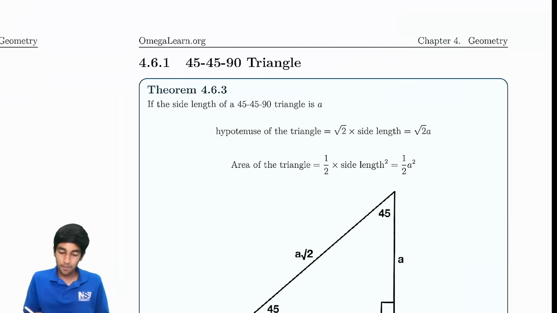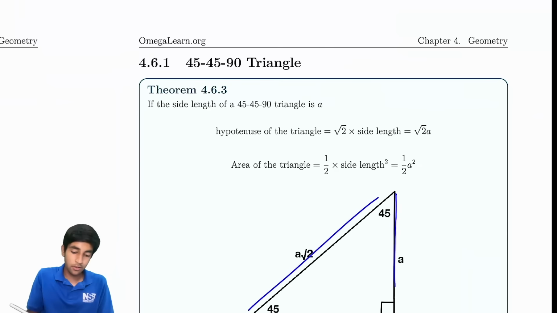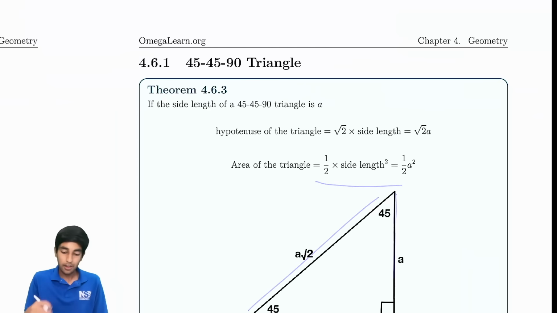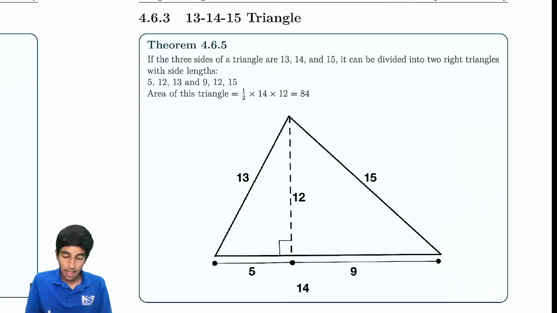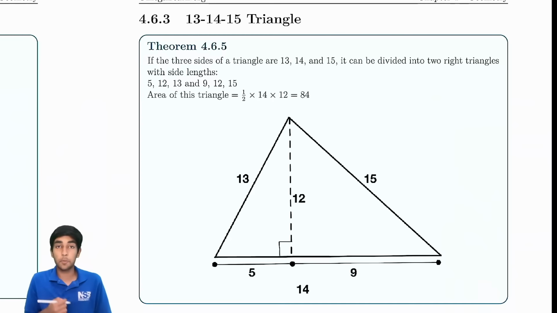Yeah, 45-45-90, you know, a, a, a root 2, area is just half base times height. 30-60-90, a, a root 3, 2a, and you can get the area pretty easily. And then 13, 14, 15, this is a little bit more unique.